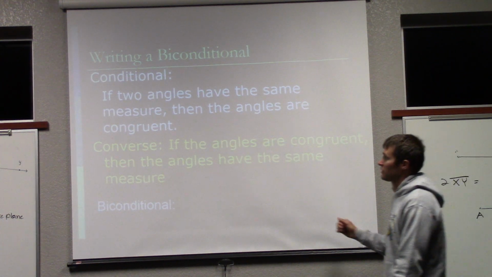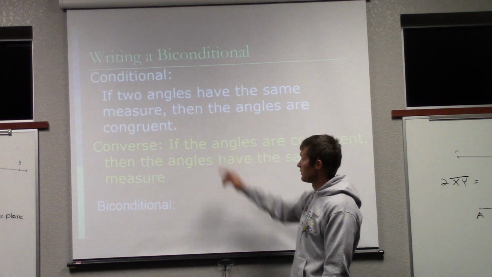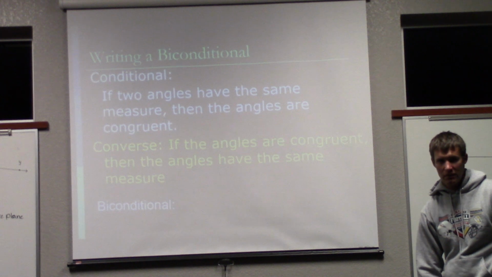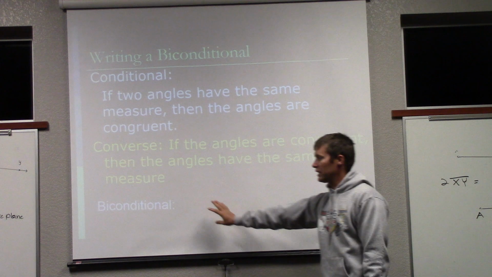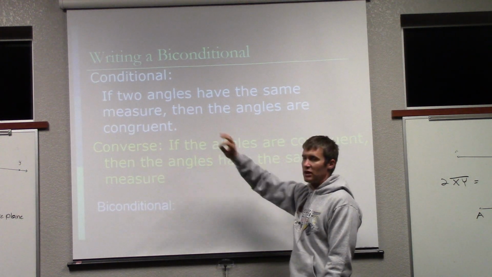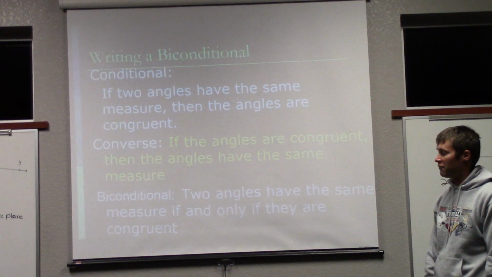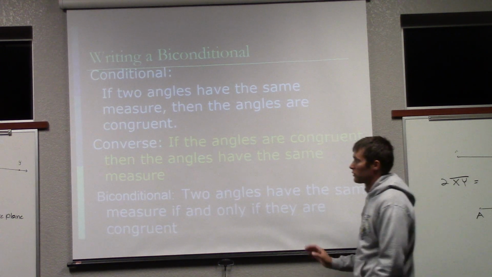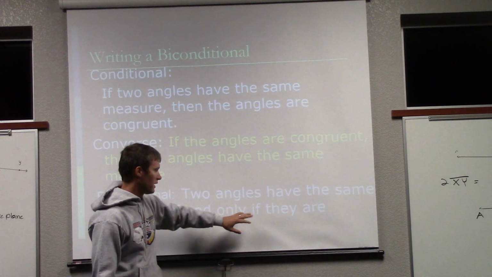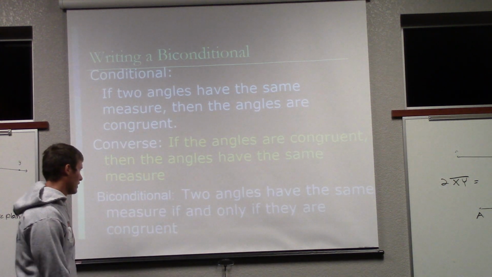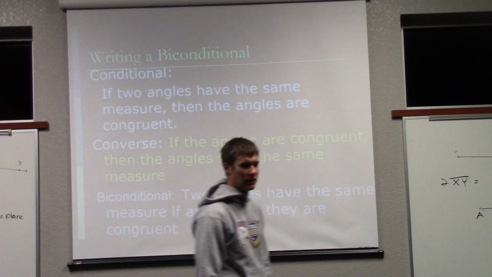Now, we look at it. Is it true? If two angles have the same measure, then they're congruent? Yes, that's true. Is it true that if angles are congruent, then they have the same measure? Yes. So since both the conditional and the converse are true, we'll write it like this. We start with the beginning. It's not an if-then. Two angles have the same measure if and only if they're congruent. So we're taking away the if and then, and replacing it with if and only if in the middle. We're writing it as a statement now instead of a condition.